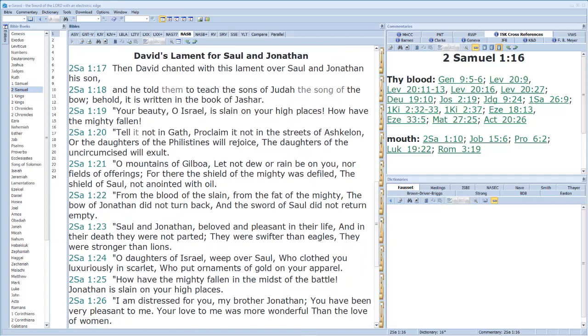2 Samuel 1:17 says, "Then David chanted with this lament over Saul and Jonathan, his son. And he told them to teach the sons of Judah the song of the bow. Behold, it is written in the book of Jashar." Now, I'm just going to read this once and go through it just to save some time. But Jashar is a book that apparently they had that had various writings in it.